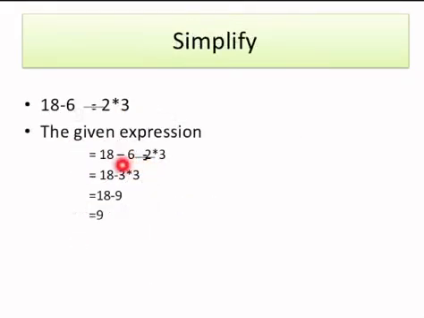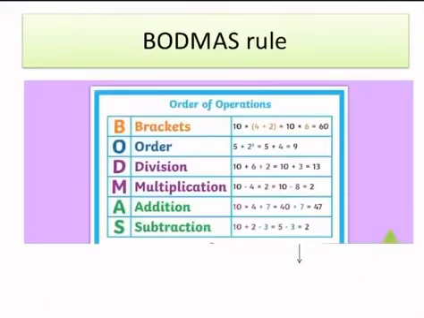So on dividing, 18 minus 6 divided by 2, we get 3. So we will write that expression. We have solved the division. Now 18 minus 3 multiplied by 3. So after solving division, we will solve the multiplication. So 3 into 3, that is 9. And after that, we will solve the subtraction. So we will stick with this rule of BODMAS.